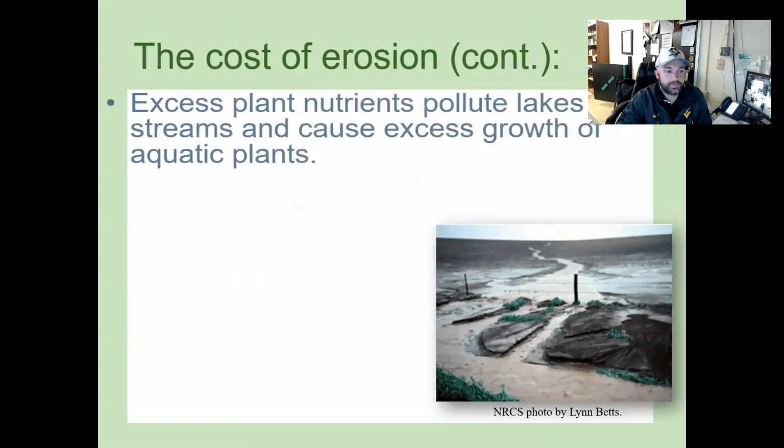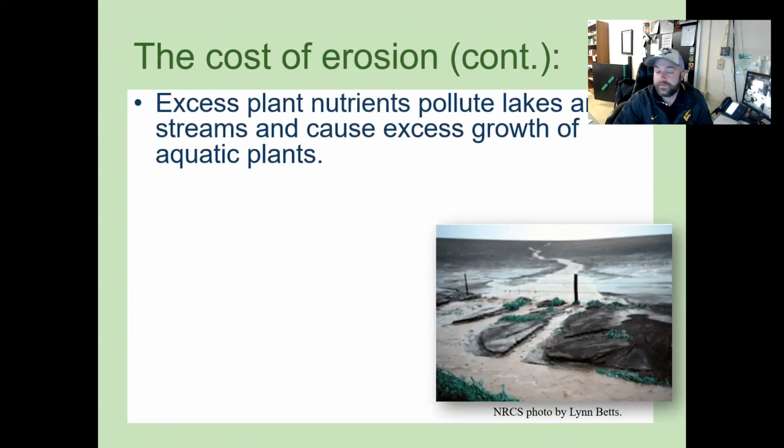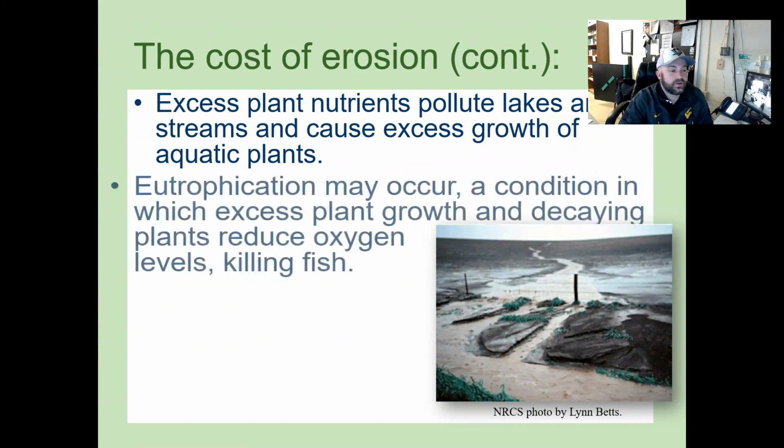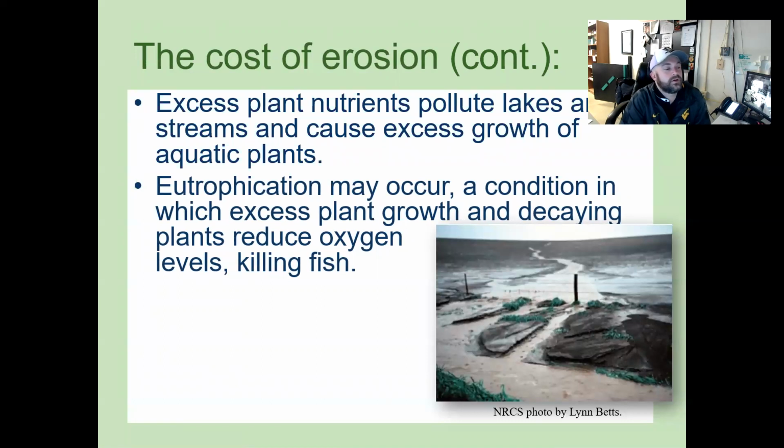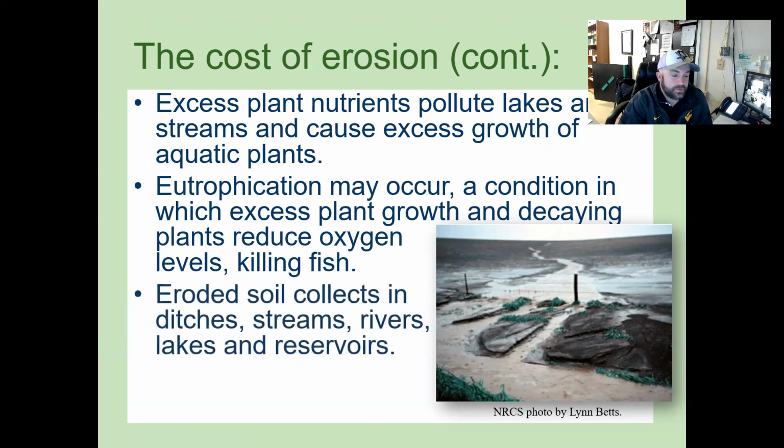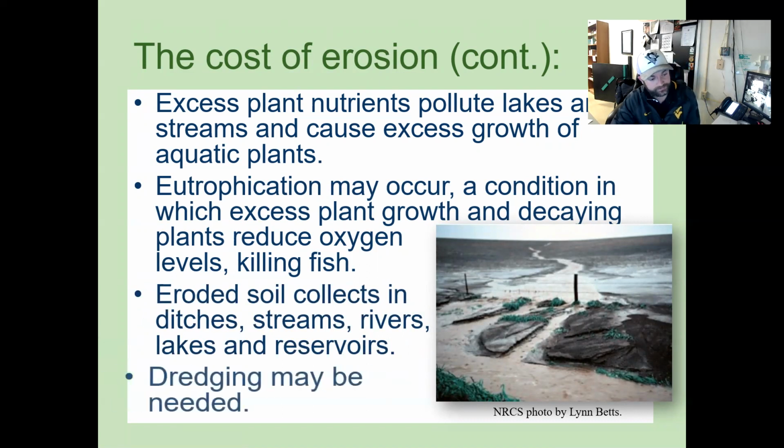So a little bit more on cost. Excess plant nutrients pollute lakes and streams and cause excess growth of aquatic plants. Eutrophication may occur, a condition in which excess plant growth and decaying plants reduce oxygen levels, killing fish. Eroded soil collects in ditches, streams, rivers, lakes, and reservoirs, and dredging may be needed.